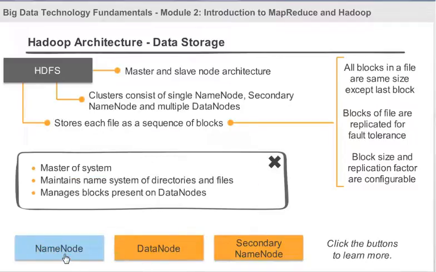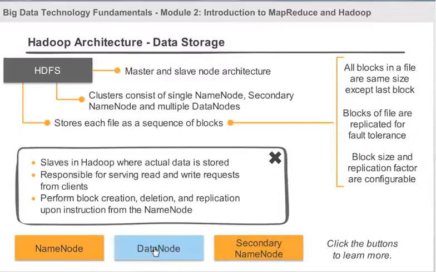The name node is the master of the system. It maintains the name system of directories and files and manages the blocks that are present on the data nodes by maintaining metadata for the files that are stored in a cluster. Without the metadata on the name node, there is no way to access files in the HDFS cluster.